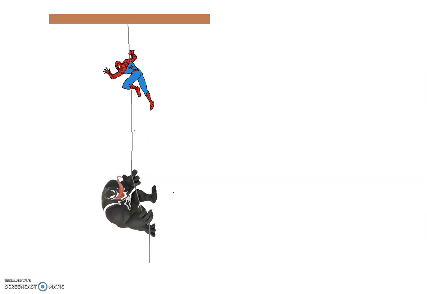Here we've got a Spider-Man dynamics situation, with Spider-Man and Venom both on the same web. Spider-Man is, well, we'll say about 110 kilograms. Venom's a lot bigger. We'll say Venom is 350 kilograms. Now Venom is just hanging on the web. Let's say Venom is at rest, so he's not doing anything.